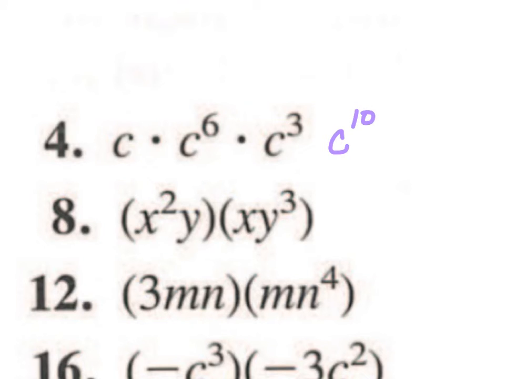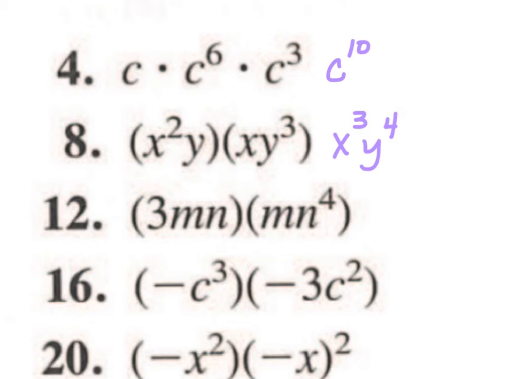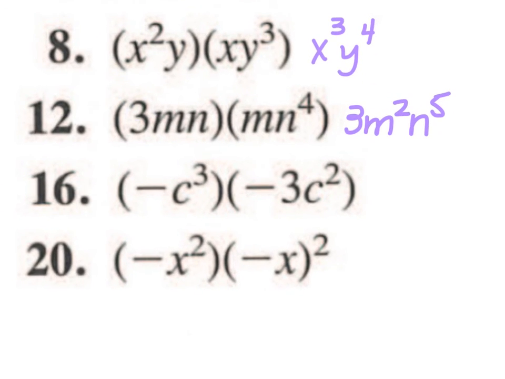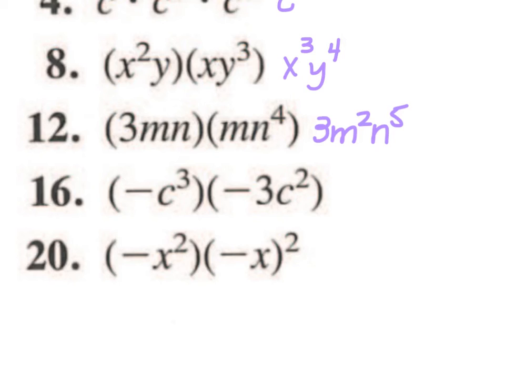8, you have x squared y times xy cubed, so this is going to be x cubed y to the 4th. 12 is 3mn times mn to the 4th power, so it's going to be 3m squared n to the 5th power. For 16, we have negative c cubed times negative 3c squared, so a negative times a negative is a positive. It's going to be a positive 3c to the 5th power.